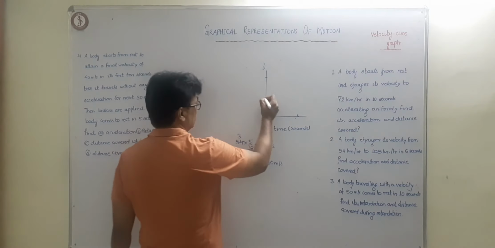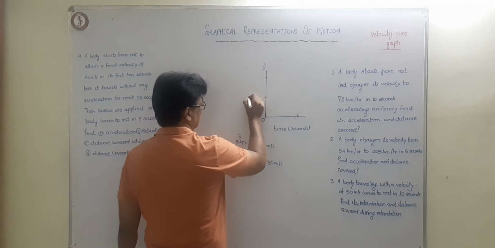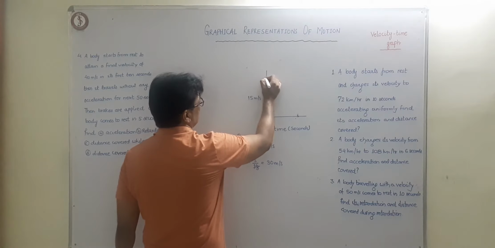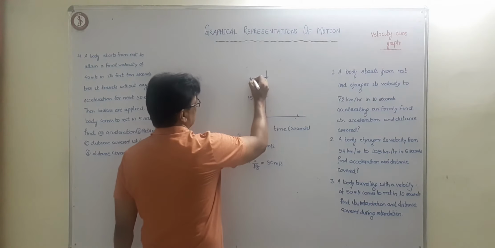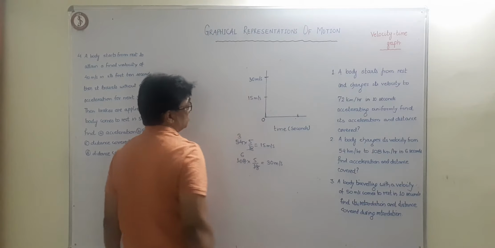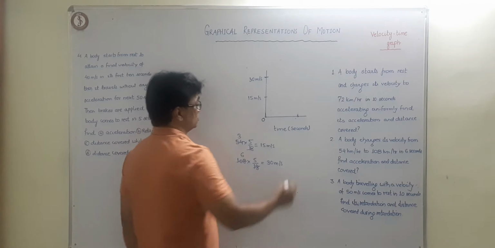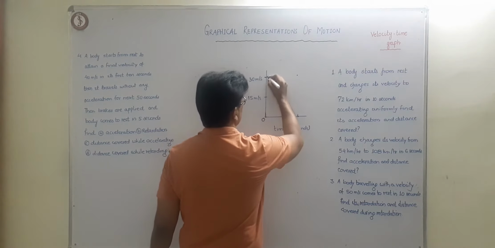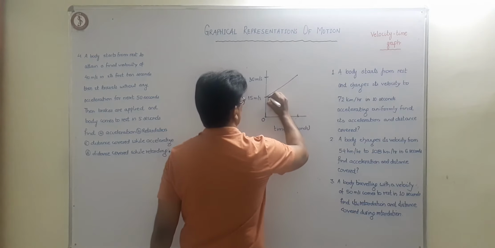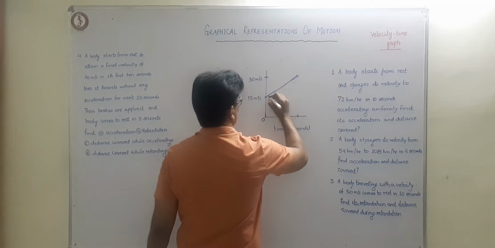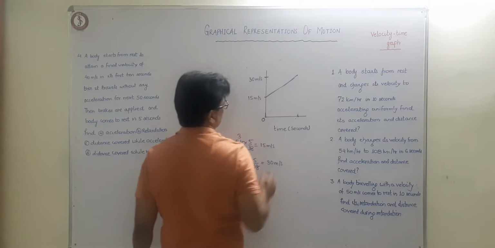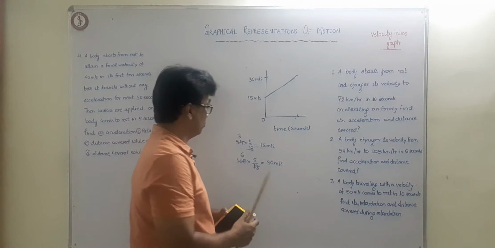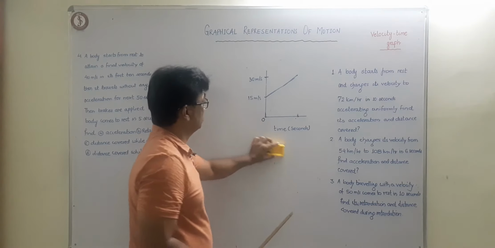Imagining that this is 15 meter per second, you don't have to be very accurate while solving the numerical on graph. You can use your own adjustments. So I place it at 6 seconds. In 6 seconds the body comes from here to here. So this is actually the graph you will have plotted. Now you have to find out the acceleration.